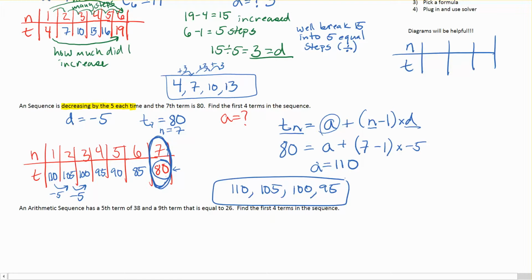So again, to get through that problem, I thought about identifying what I know and identifying what I don't know. And then you can use this formula if you've got enough information to plug into it. Plug in what you know and use solver to find what you don't. And again, it's important to use a pair. So if you've got this diagrammed out for yourself, you can see that 7 is the n and 80 is the t for the formula in that case.